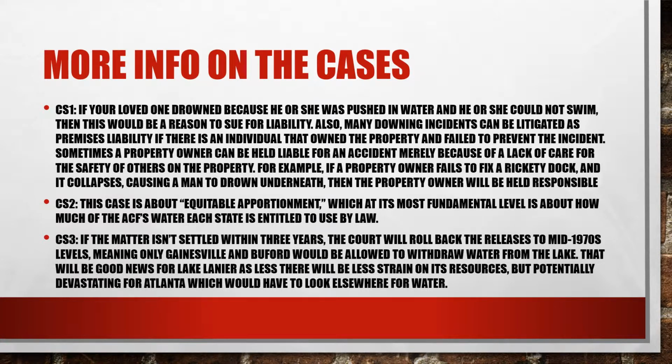Case 2. This case is about equitable apportionment, which at its most fundamental level is about how much of the water each state is entitled to use by law. Case 3. If the matter isn't settled within 3 years, the court will roll back the releases to mid-1970s levels, meaning only Gainesville and Buford will be allowed to withdraw water from the lake. That will be good news for Lake Lanier as there will be less strain on its resources, but potentially devastating for Atlanta, which would have to look elsewhere for water.